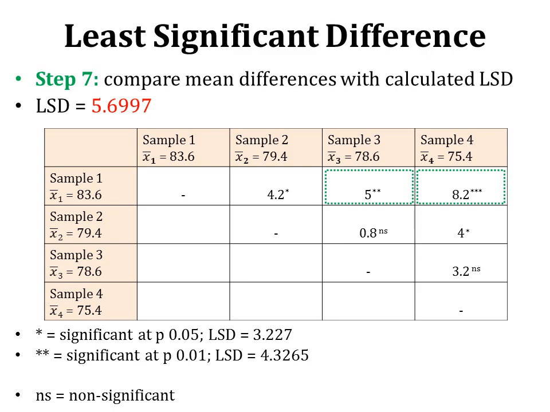Now, this third asterisk notifies that this value is significant at 0.001, which means it is very highly significant, right? So this is how we do it. We're not going to check it for the other pairs, right? Because we have already sorted them out. So this is how we do LSD calculation at different levels.